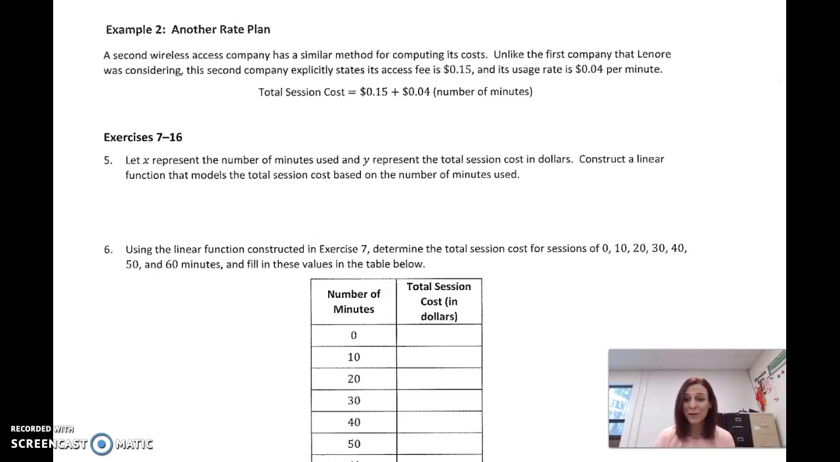The power of slope-intercept form and what information it gives us. Or when we have information, we can write equations from this. So keep that in mind as we do these last few examples. A second wireless company.